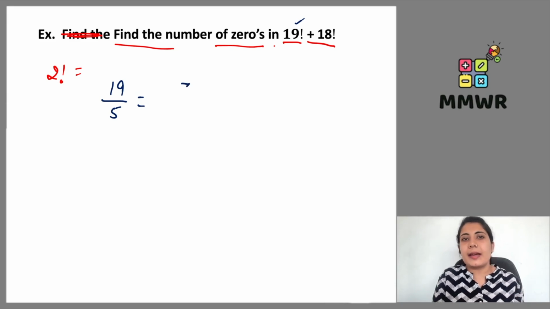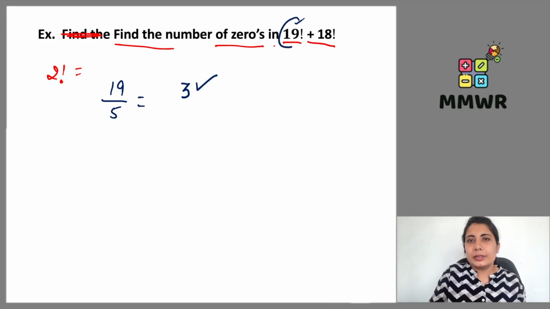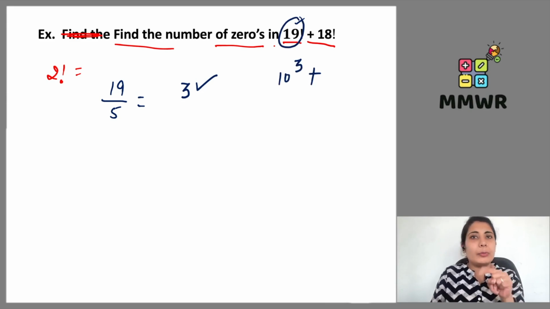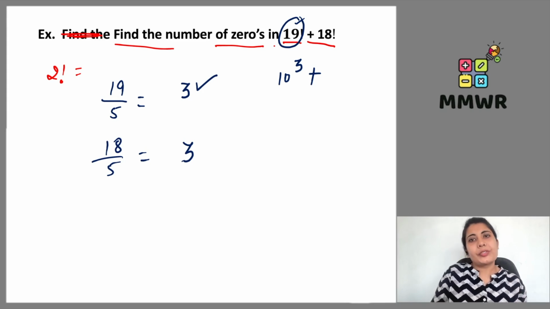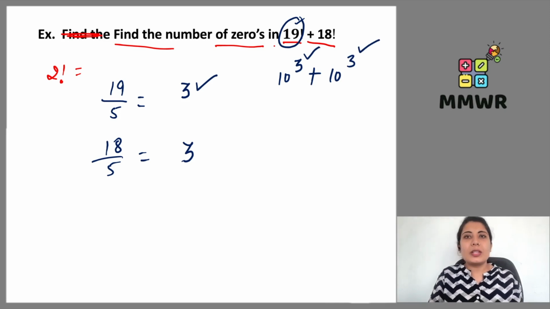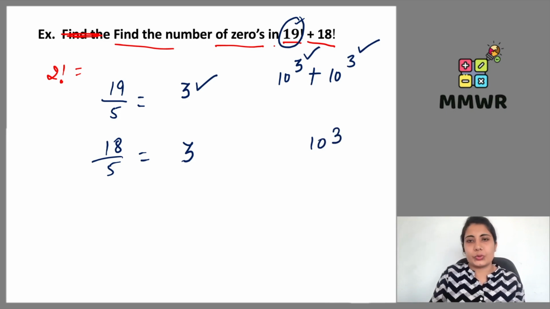5 3s are 15. So how many zeros will I have here? 3 zeros. So 10 to the power 3. 3 zeros I will be getting from 19 factorial. And 18 factorial for sure will also give me 3 zeros. Right? 5 3s are 15. So 3 zeros here also. यहाँ पे भी 3 zeros है, यहाँ पे भी 3 zeros है. That means I'm going to get a total of 3 zeros only.